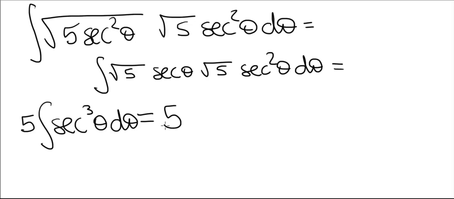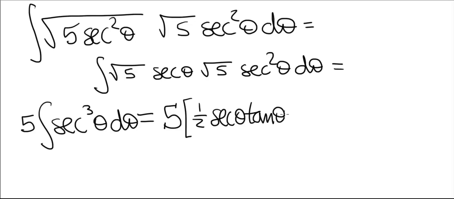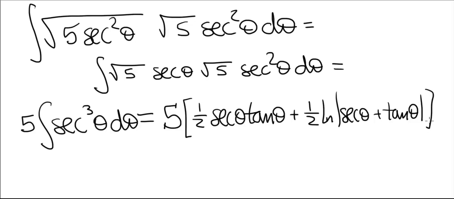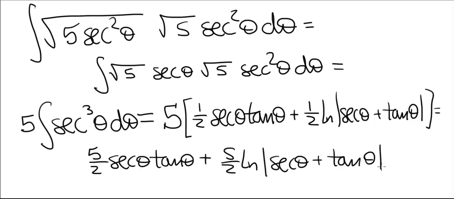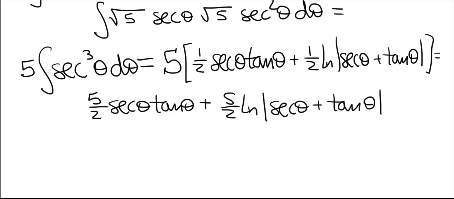Okay, here we go. The integral of secant cubed is 1/2 secant theta times tangent theta plus 1/2 natural log of the absolute value of secant theta plus tangent theta. So this is 5/2 secant theta tangent theta plus 5/2 natural log of the absolute value of secant theta plus tangent theta.